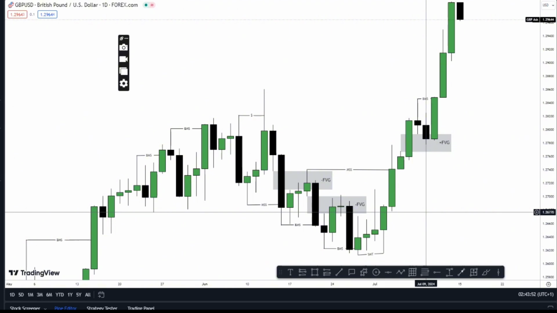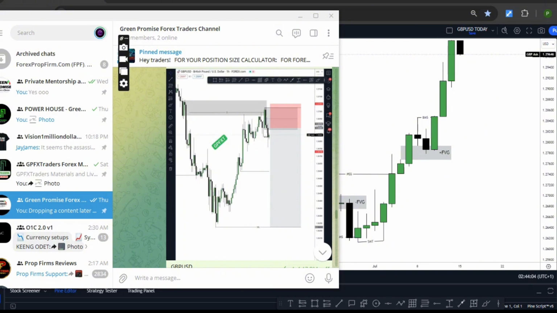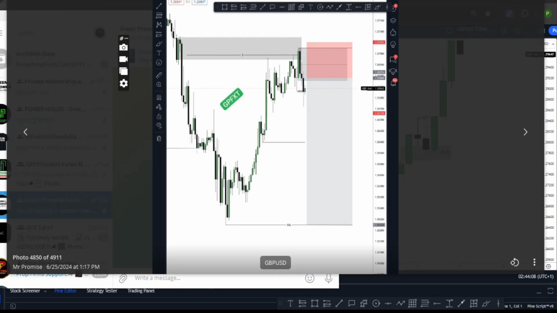So traders, without any further ado, let's dive down to the chart and let's understand how to trade using the fair value gap. And before I proceed, let me share with you traders the trade setup I did call out. This was 2 weeks ago. I called this setup. Let's see.